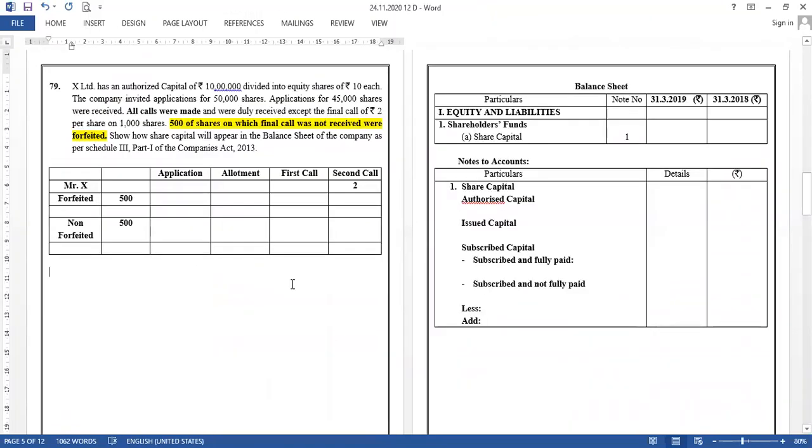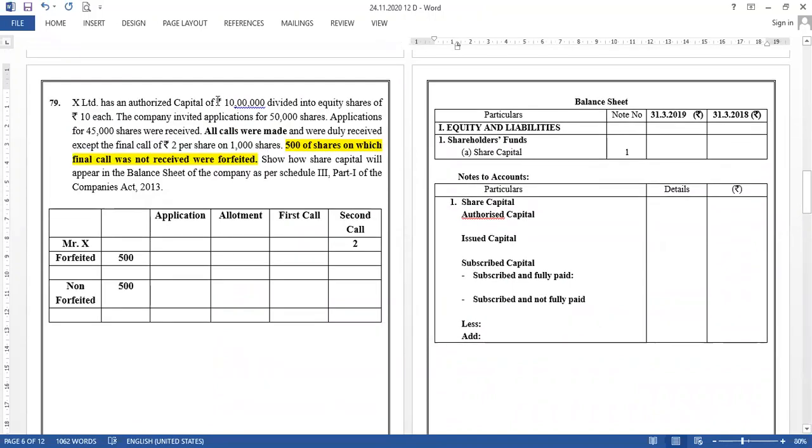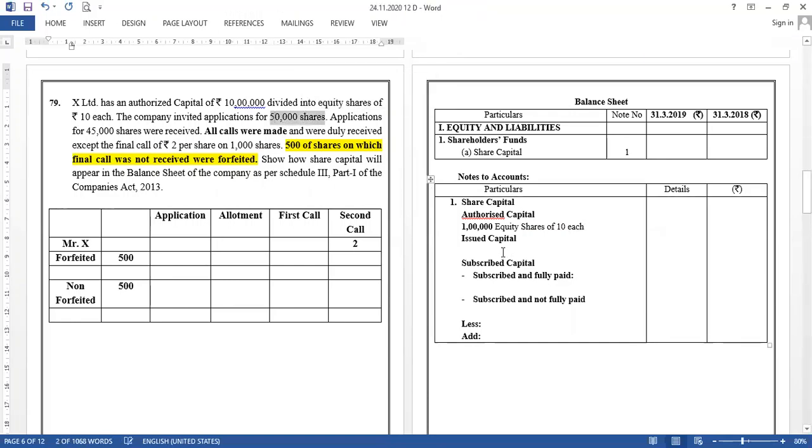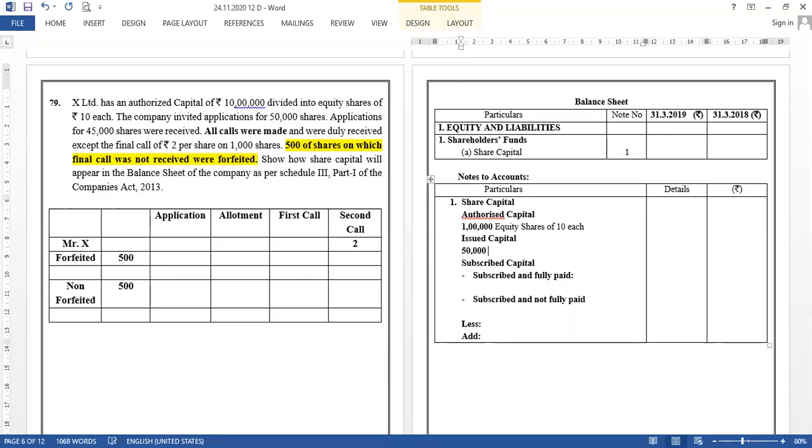Next, X Limited has an authorized capital of rupees 10 lakh divided into equity shares of 10 each. 1 lakh equity shares of rupees 10 each. 10 lakh हो जाएगा. Invited 50,000 shares. So let me write this 50,000 shares over here. 50,000 equity shares of rupees 10 each. Right, let me write the amounts. 1 lakh into 10 is 10 lakhs. Okay, 50,000 into 10 is 5 lakh.